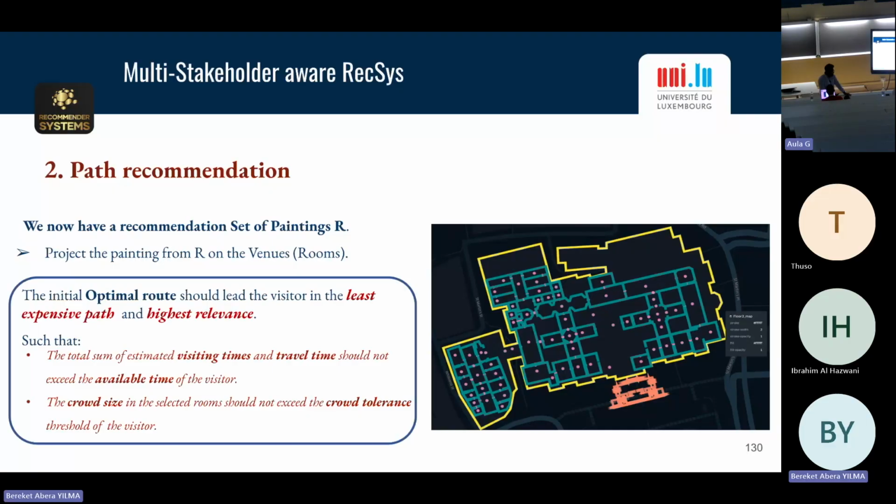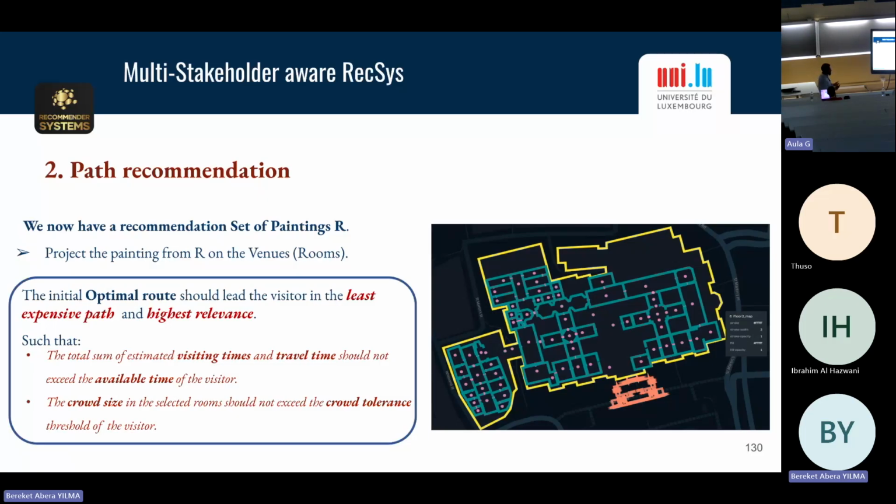You project the scores of each painting in your recommendation set to the venues. So a path is a combination of rooms, a combination of venues. You want the best path, which is basically the sum of the scores of the rooms, which is essentially the sum of the scores of the paintings in each room. Are you following? Does that make sense? That's what you want to maximize when you optimize the path.